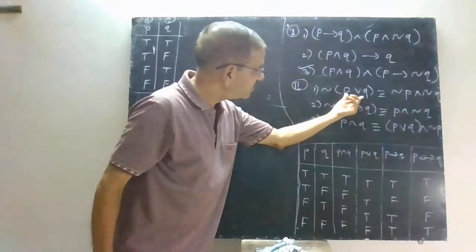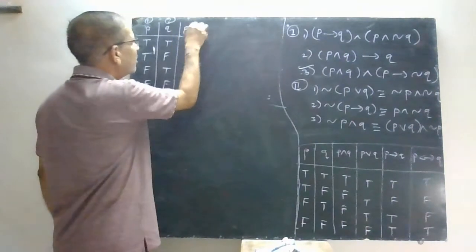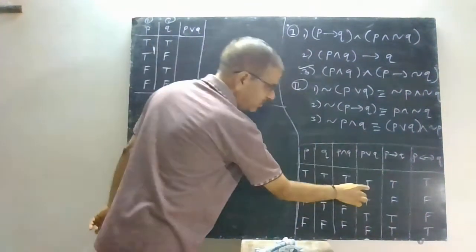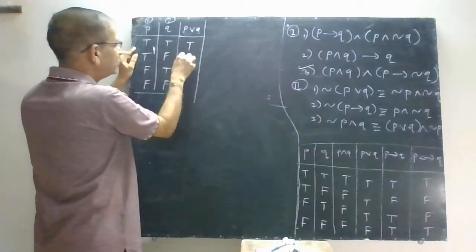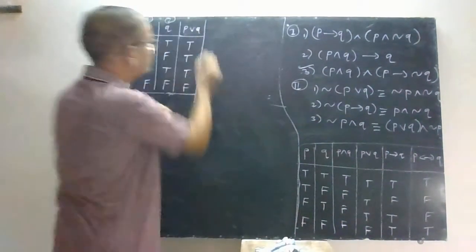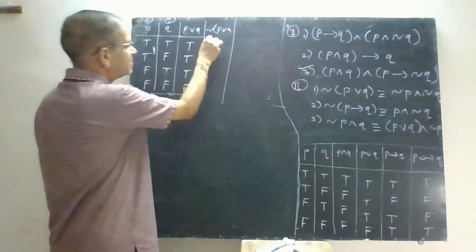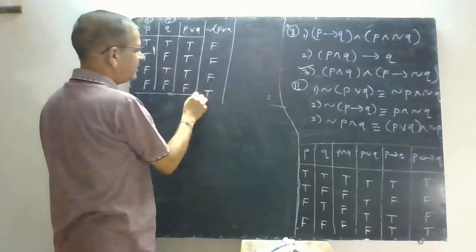Now first you have to prepare P or Q. So it is P or Q. In OR you have only one false value, when both are false. So it is true, true, true and false. Now its negation. So it's negation of P or Q. That is F, F, F, T.